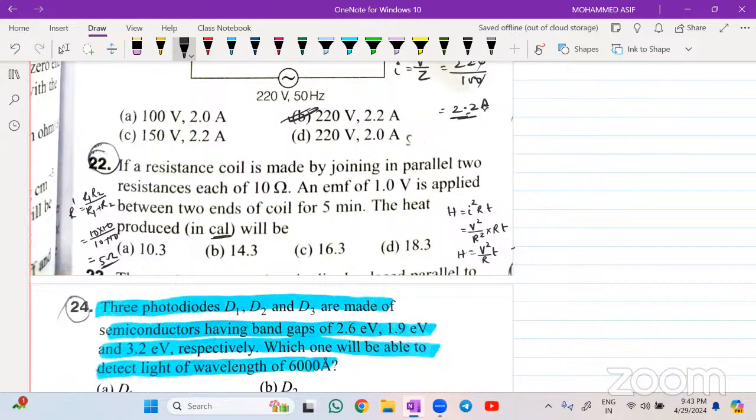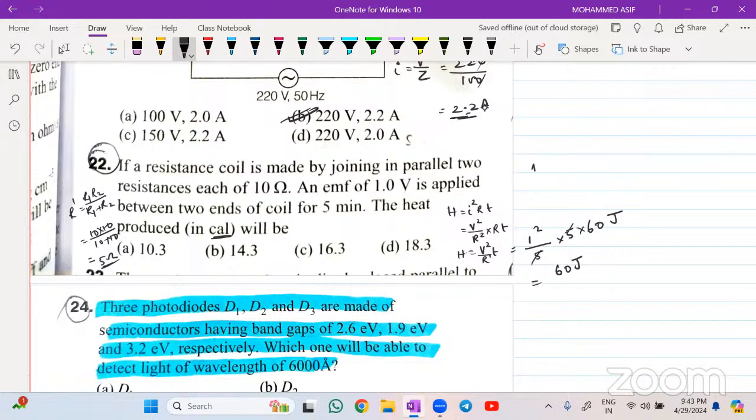So H is equal to V square. What is the value of V square, beta? Potential is given as 1, so 1 square divided by R dash. R dash is equal to 5, into time taken, how much for me, beta? 5 minutes. So convert to seconds, into 60. This will come in terms of joule. So this value will be equal to 60 joules.